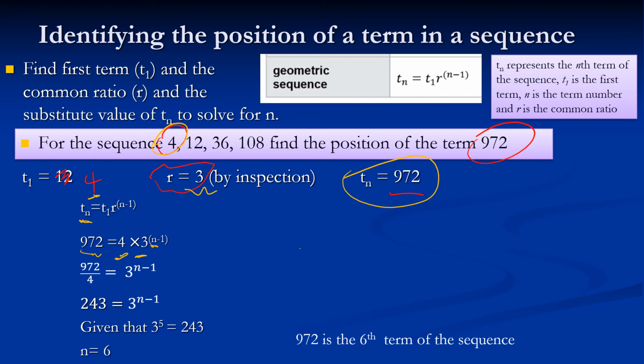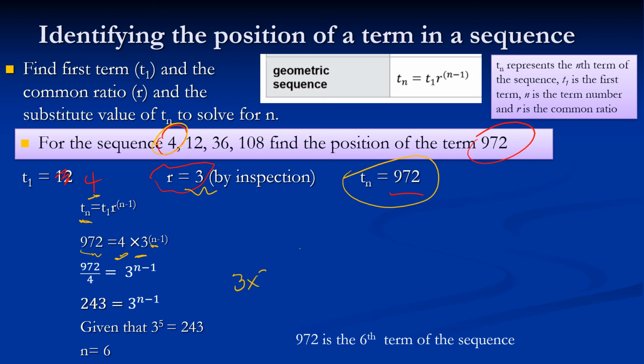So we need to solve for n. So we need to do some inverse operations. So 972 divided by 4 will give us 3 to the power of n minus 1. That's going to be 243 equals 3 to the power of n minus 1, so 3 to the power of something.